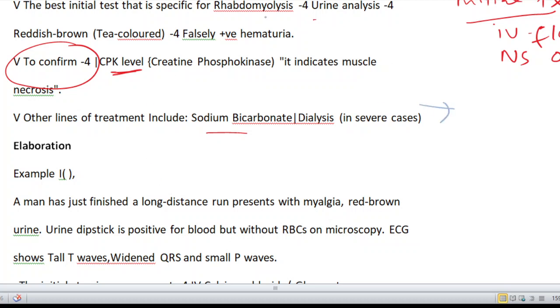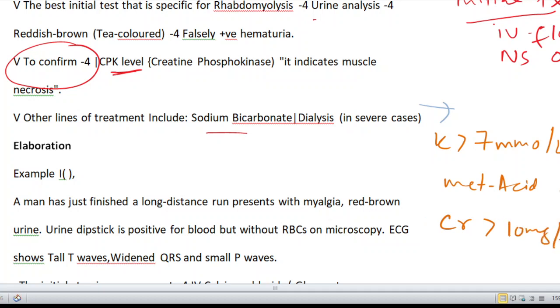There are some points regarding dialysis. Dialysis can be done when your potassium is very high, more than 7 millimole per liter, or if you have metabolic acidosis with pH less than 7.2, or if you have creatinine more than 10 milligram per dl, and some other things like fluid overload.